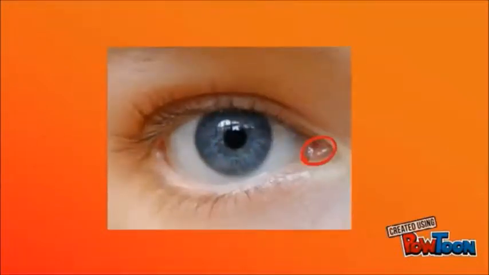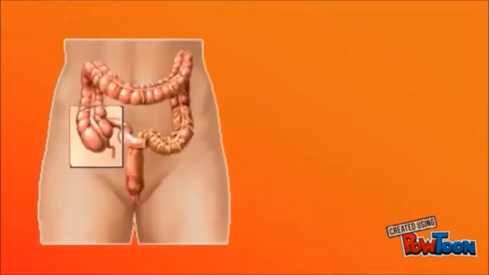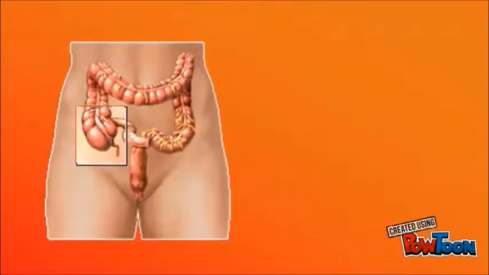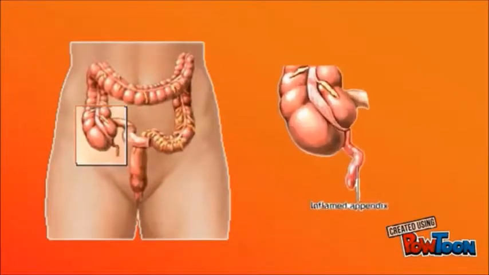More examples are the nictitating membrane in our eyes, which was maybe used by our ancestors for eye protection. Another example is the appendix located at the far end of the large intestine. This is also an organ that serves no specific purpose in digestion.